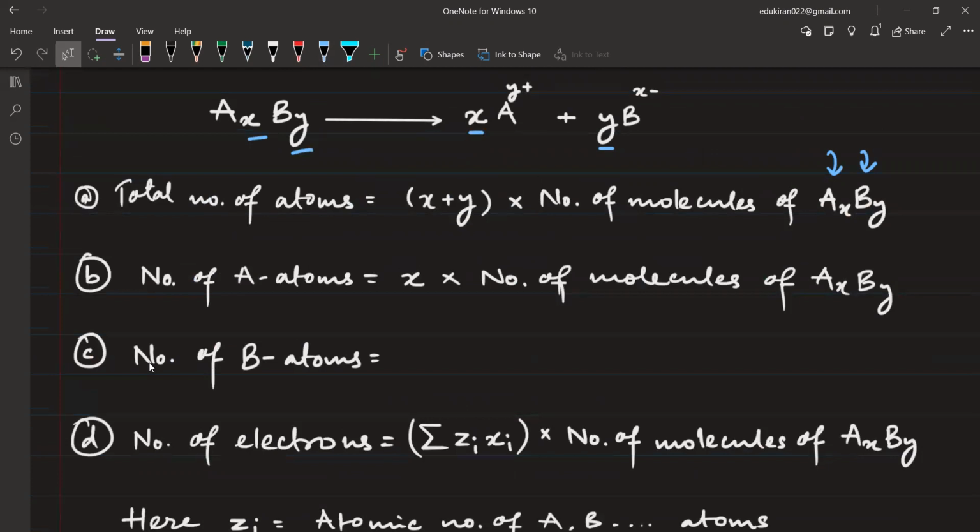Can somebody tell me what should be the formula for number of B atoms in this case? If my molecule is AxBy, what will be the number of B atoms? Tell me. What will be the number of B atoms? Y into number of molecules. Very good. Y into number of molecules.